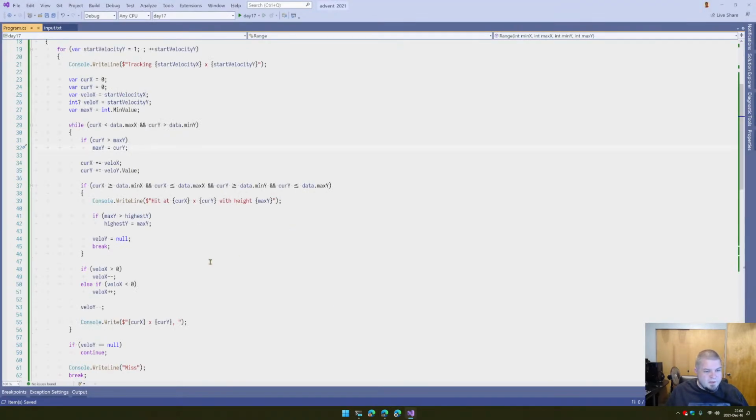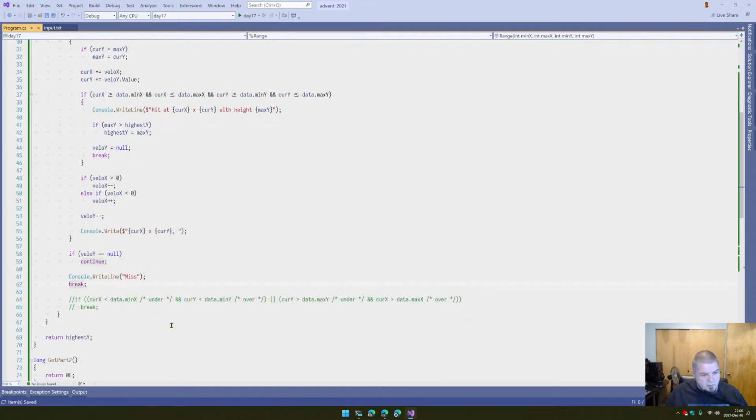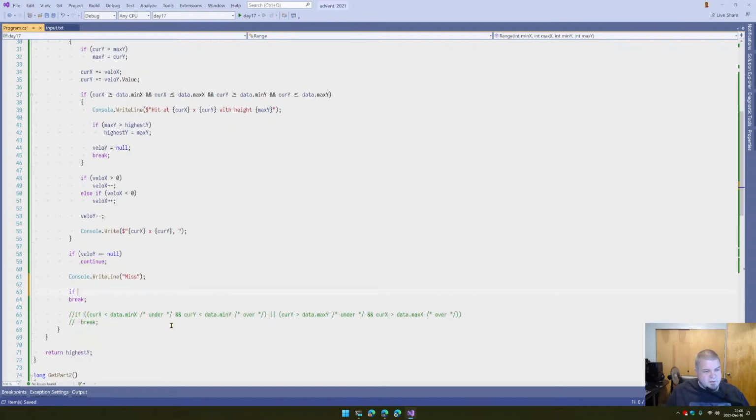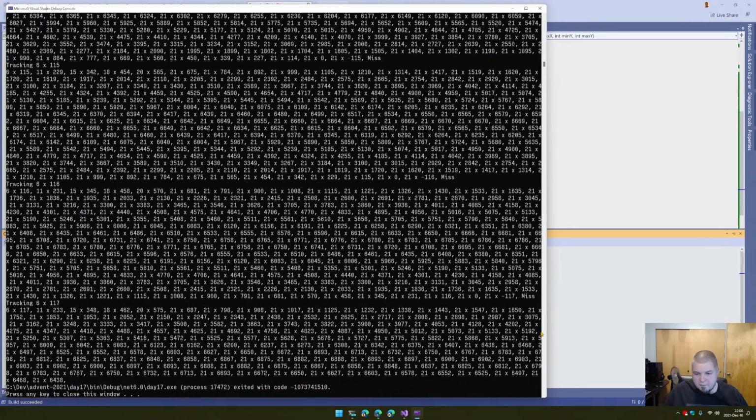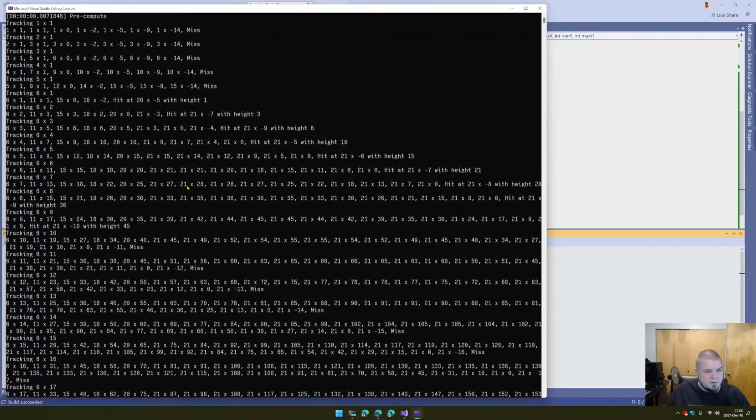So let's go back to our old data. So I still kind of feel like if, let's see, current y is less than data min y, and current x is less than data min x, we should break. I still feel like that's the right answer. But it kills us over here. Like, we never stop checking for 6. There's another condition.